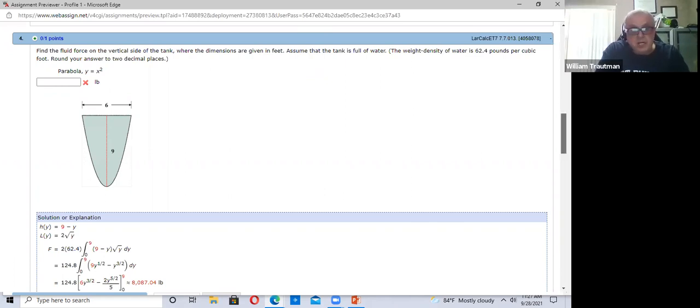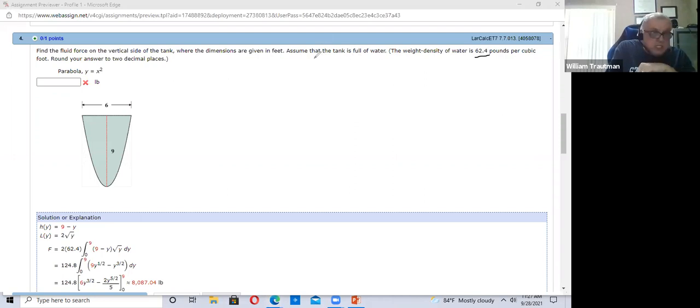Okay, so here we go. Find the fluid force on the vertical side of a tank where the dimensions are given in feet. Assume the tank is full of water. So this is a tank and it's full of water, water density. Round your answer to 2 decimal places.